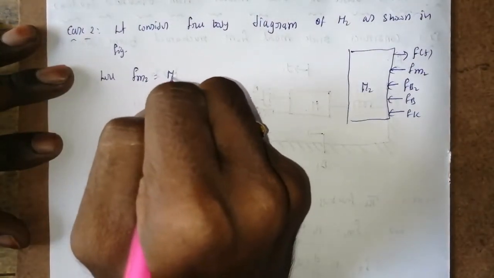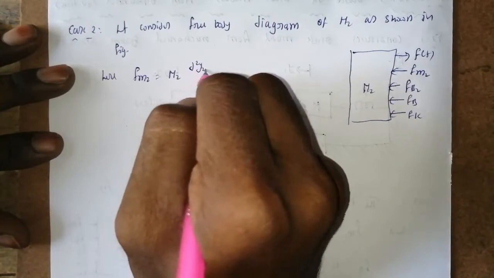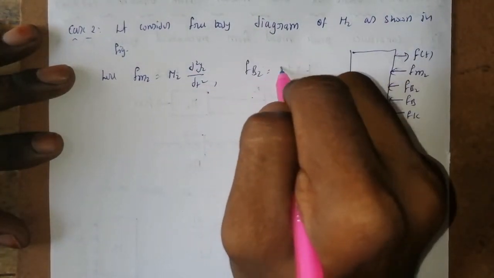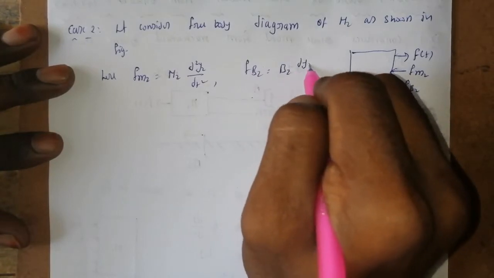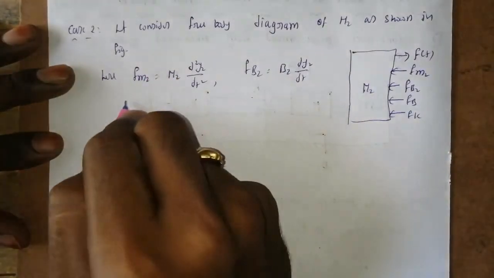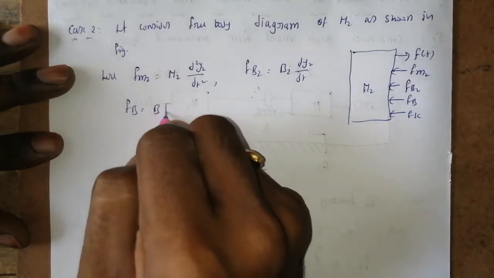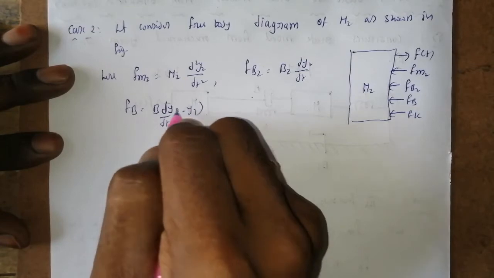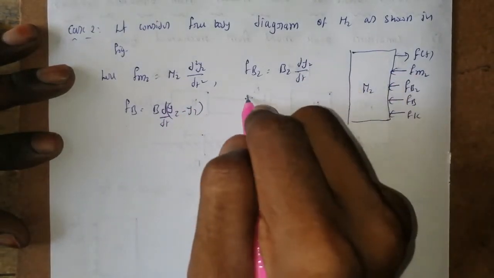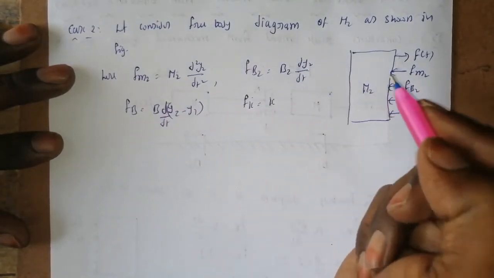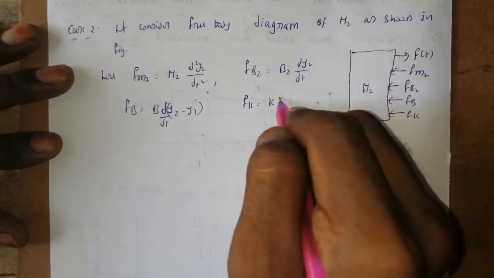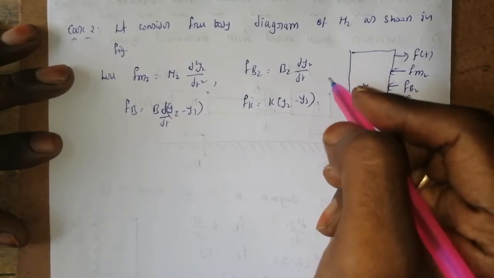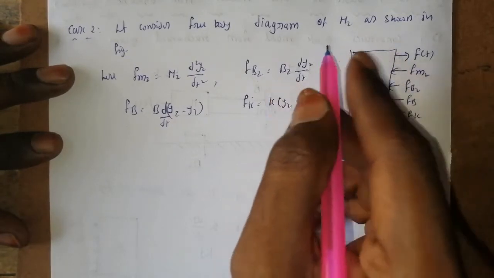fm2 can be written as m2 into d square y2 by dt square, fb2 can be written as b2 into dy2 by dt, fb can be written as b into d by dt of y2 minus y1. Next, fk can be written as k into y2 minus y1. By using these four forces we can formulate the equation according to Newton's second law.